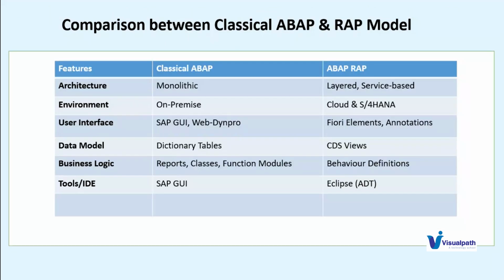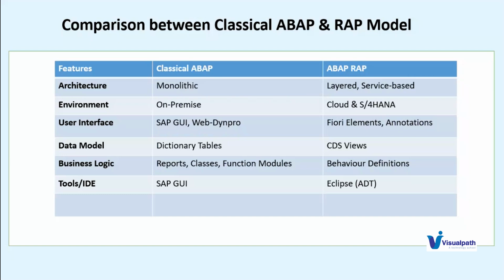Let's talk about the comparison between classical ABAP and the RAP model. If we talk about the architecture, classical ABAP is monolithic. We know that there are multiple modules which are integrated, and if we write some code in SD user exit, that may also impact somewhere else, right? So it was tightly coupled. Monolithic means all modules are integrated together, so there are no layers.